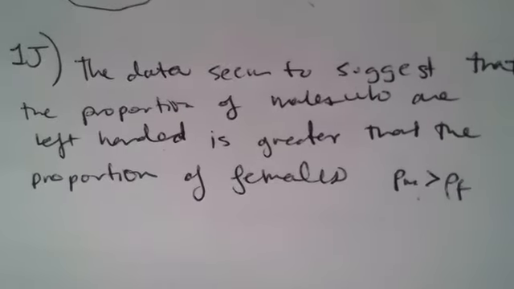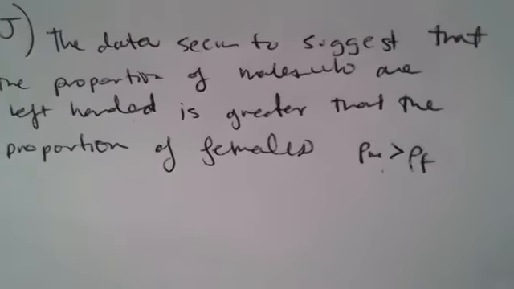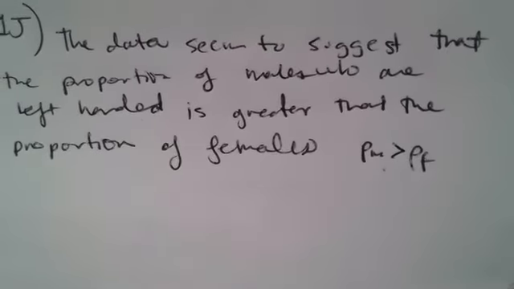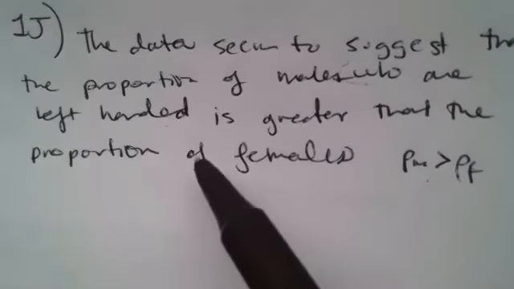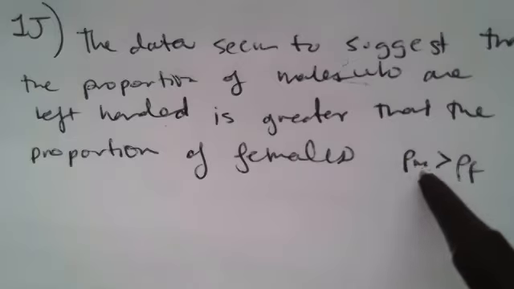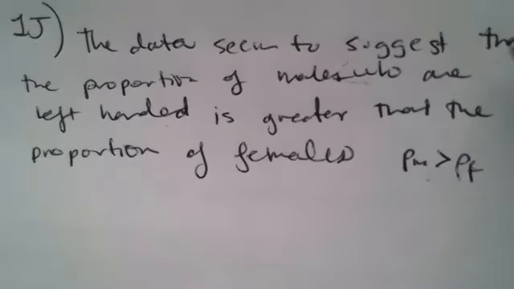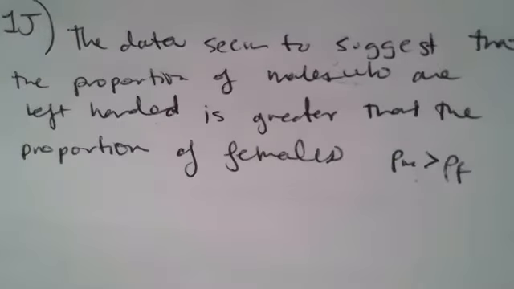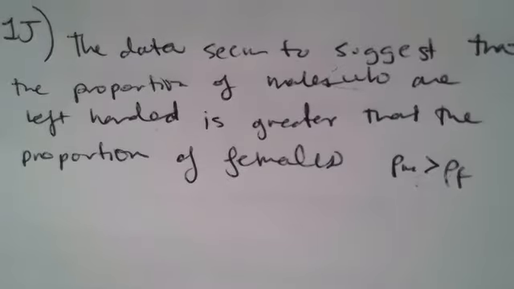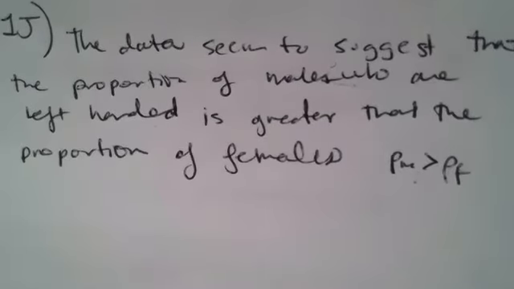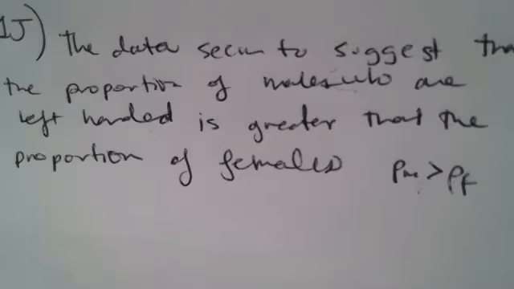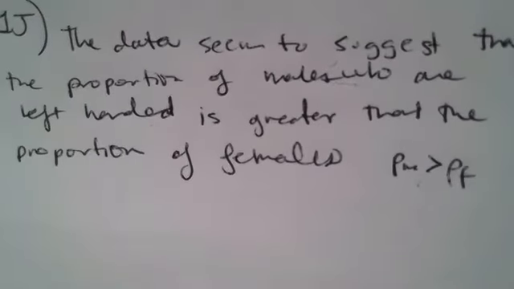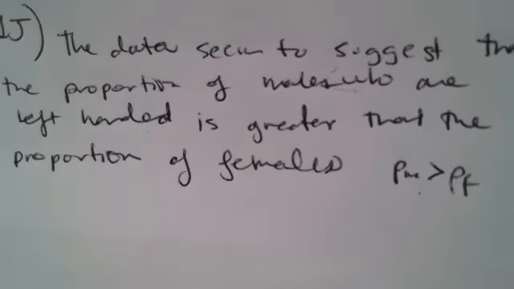Can you read that out real quick? Sure. So it's basically the data seems to suggest that the proportion of males who are left-handed is greater than the proportion of females, in other words, PM is greater than PF. So that's basically it for this.